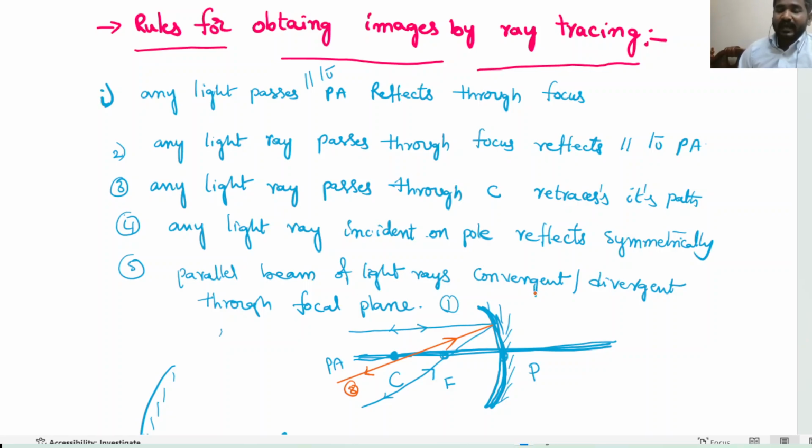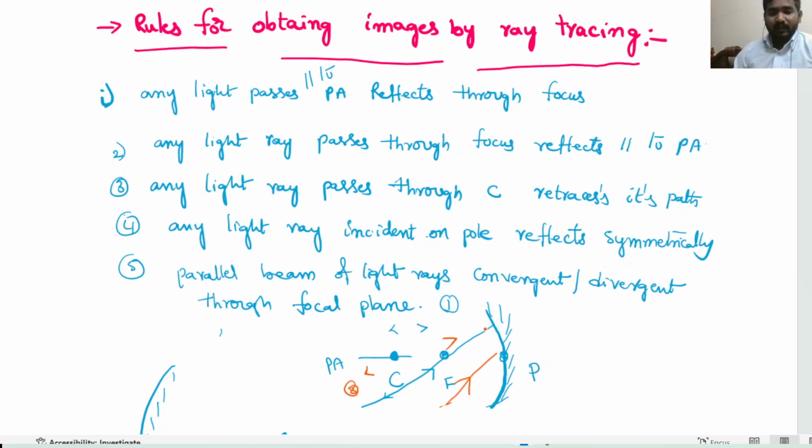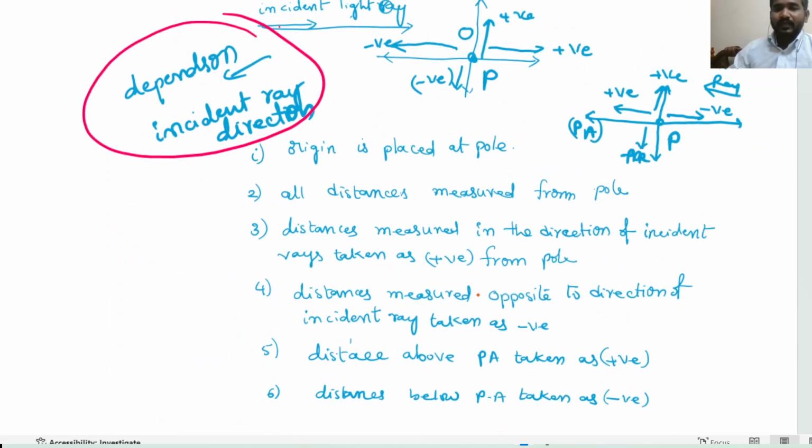Next, the fourth rule: any light ray incident on the pole reflects symmetrically. Here you can take one light ray incident at the pole, like this. At the pole, the principal axis acts as the normal, therefore the light ray will reflect symmetrically to this particular point.